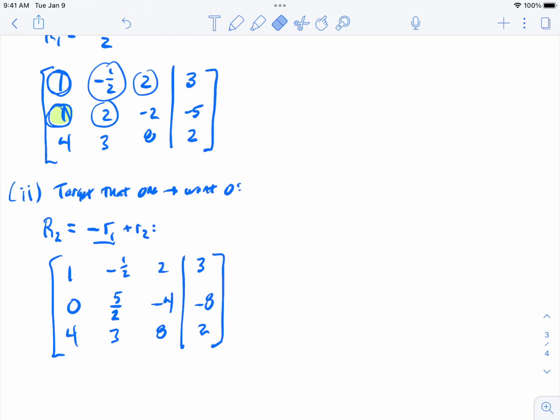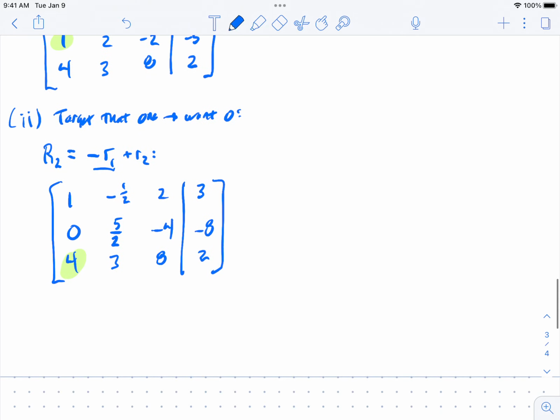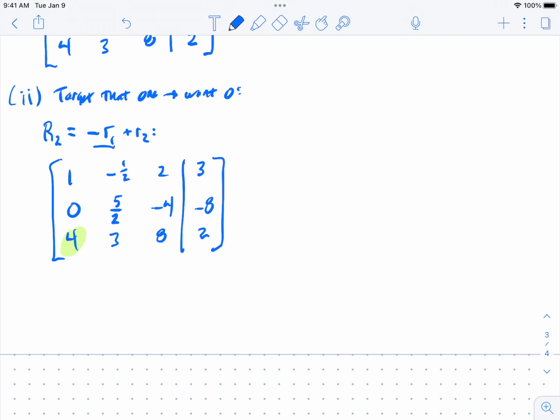Let's get this stuff out of here. Bothers me. Okay. Making progress, making progress. Next, make that into a 0. Well, I think I'll just kind of keep going down here. So step 3, target that 4.